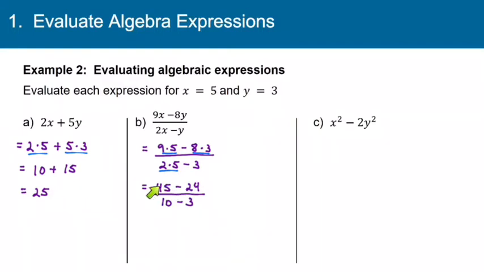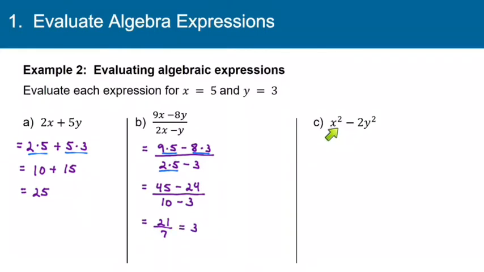And then I can do the top subtraction and then separately the bottom subtraction. 45 minus 24 is 21. In the denominator, 10 minus 3 is 7, and we know that 21 divided by 7 is simply 3.